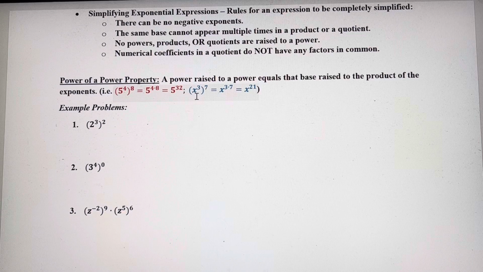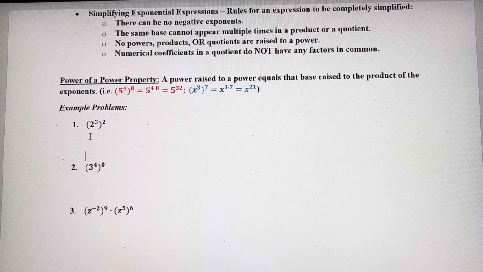Same thing happens if we've got a variable base. Notice we've got a power, x to the 3rd, raised to the 7th power. So we're going to multiply those exponents to give us x to the 21st, okay? So pause the video here, try 1, 2, and 3, and then come back and check your work.